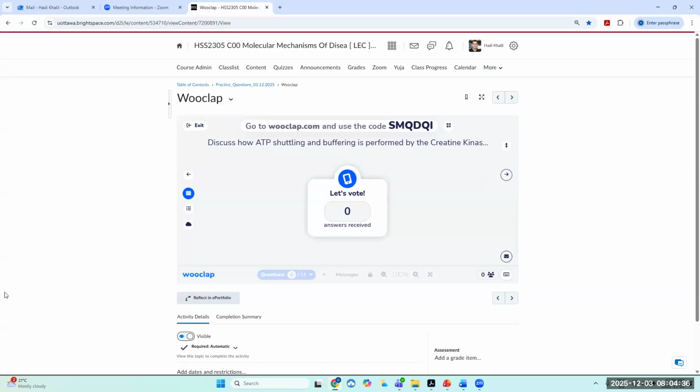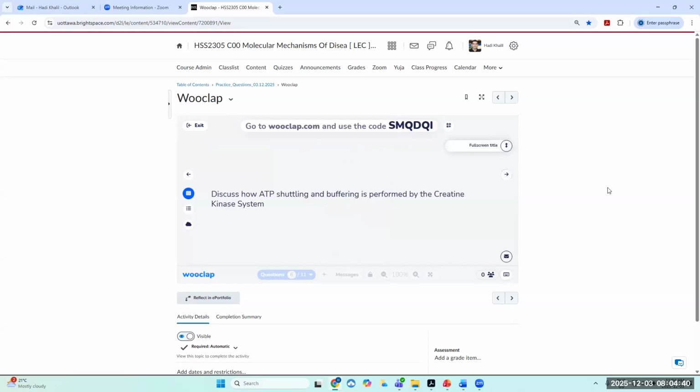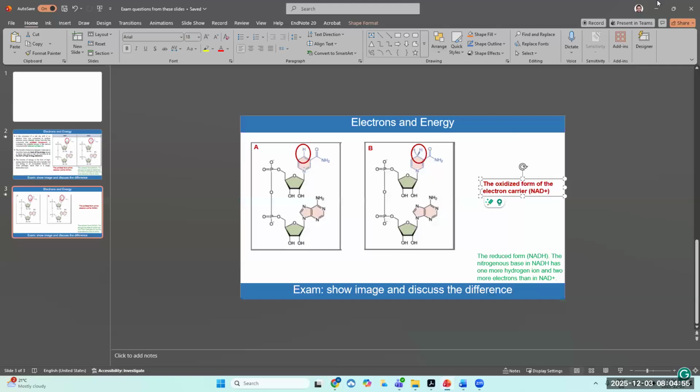Another question that could be an open format. Discuss how ATP shuttling and buffering is performed by the creatine kinase system. And this, you can find the information.